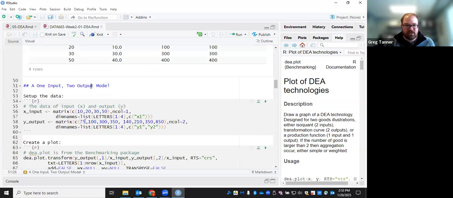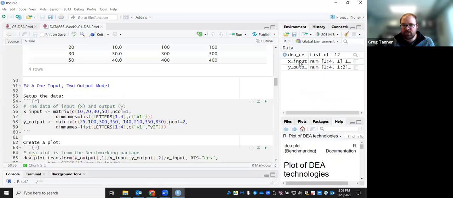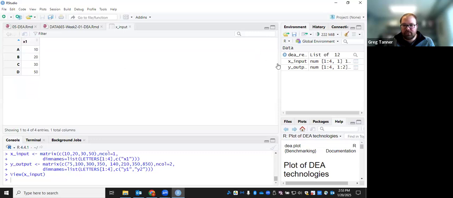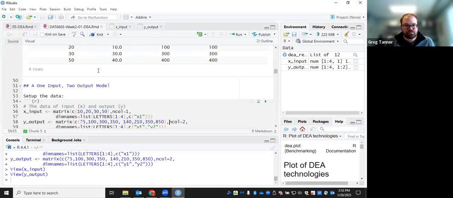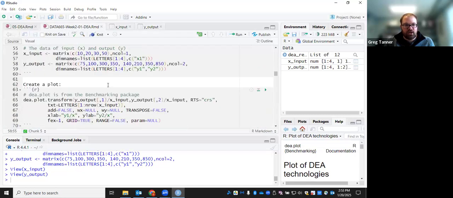And so here I'm providing a list. There's still 4 DMUs. And so here's the first output. And then the next 4 values are the second output. And I need to tell it to create 2 columns here. And then I'll name those columns Y1 and Y2. So if I run this, maybe it's worthwhile looking at what those inputs, still 1 column there, but the outputs now have 2 columns. Okay. So that sets up the data.